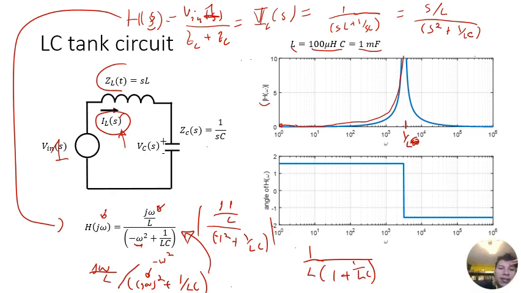If omega is really small, then this will be 90 degrees because it's going to be purely imaginary. And if omega is really big, then it's going to be negative 90 degrees because it's going to be negative and purely imaginary. So that's basically why you see this transition in the H of j omega from pi over 2 to negative pi over 2. So this is like 1.5 whatever, which is pi over 2.